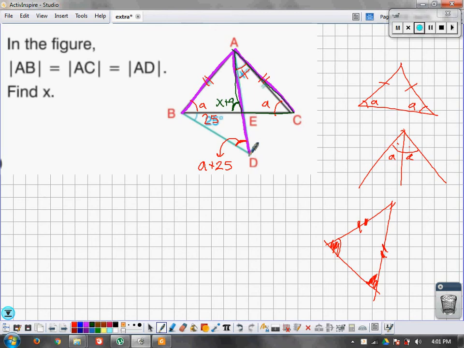So after that, here we have another triangle. Let's try to find some other color for it. The blue one. So this angle is also the exterior angle of this blue triangle, which is B, E, and D. So X plus A, which is the exterior angle, must be equal to the sum of the two interior angles for B, E, D, which is A plus 25 and plus 25. We have the same thing on both sides, so subtract A from both sides. So X is equal to 50 degrees. Okay?